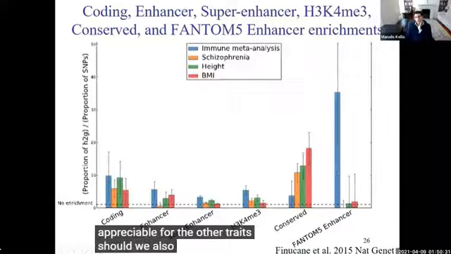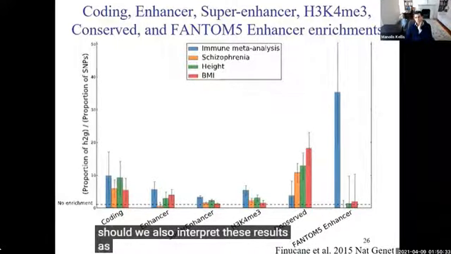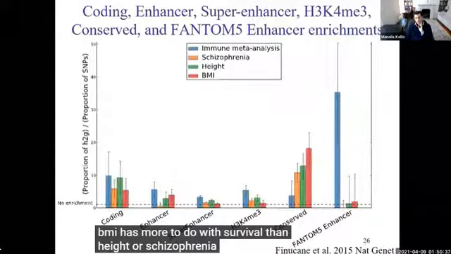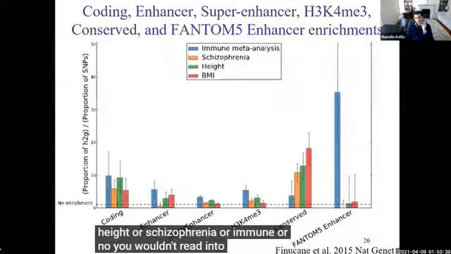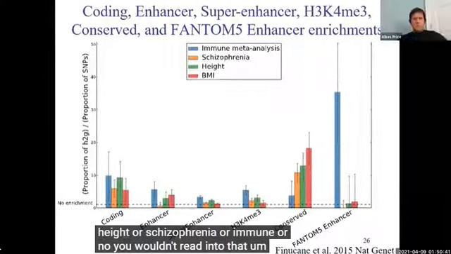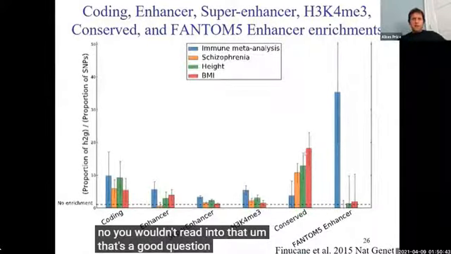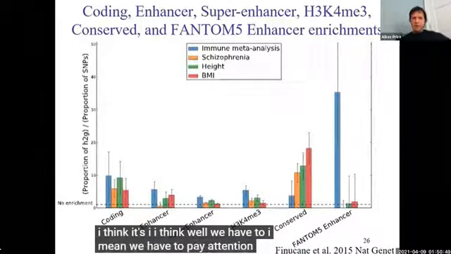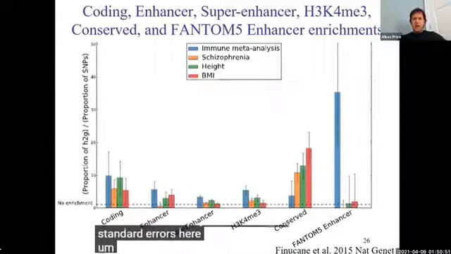Okay, should we also interpret these results as BMI has more to do with survival than height or schizophrenia or immune, or no, you wouldn't read into that? That's a good question. I think, well, we have to pay attention to the standard errors here.